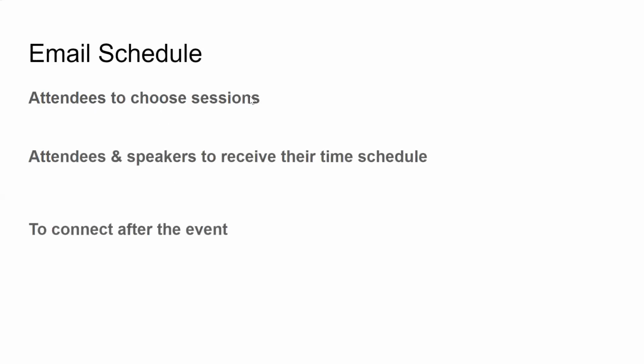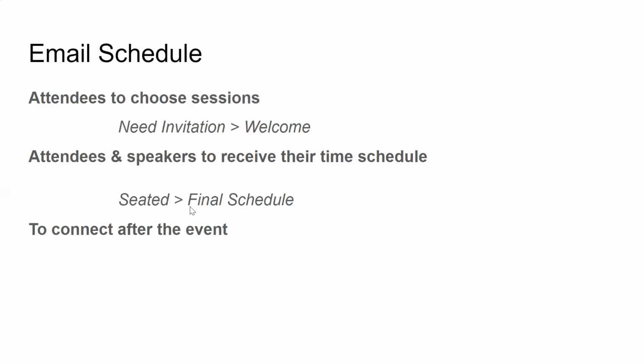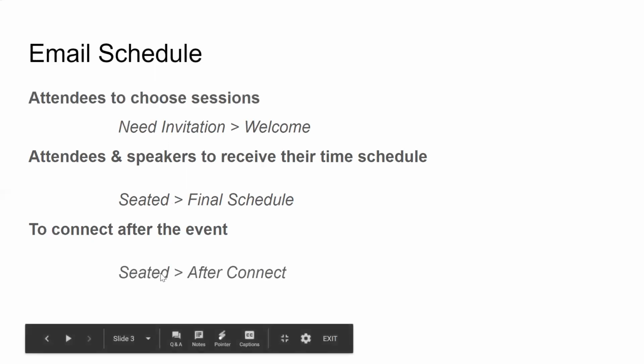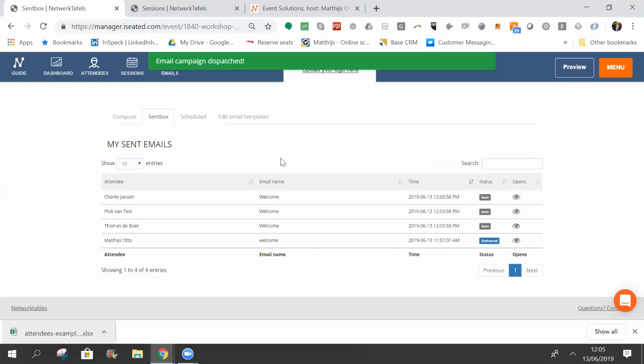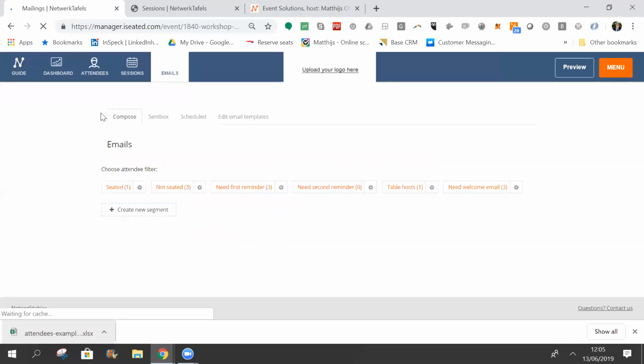So for the attendees to choose sessions, we have sent out an email to the people that need an invitation, and it was the template welcome. For the attendees and speakers to receive their time schedule, we need to have the filter seated, but only the people that have chosen workshops, and we send out the email final schedule. After the event, of course, we're only emailing again the seated participants, and we send out to them the email template after connect. So in this way, you can easily make sure your full event is set up and schedule messages at any time.